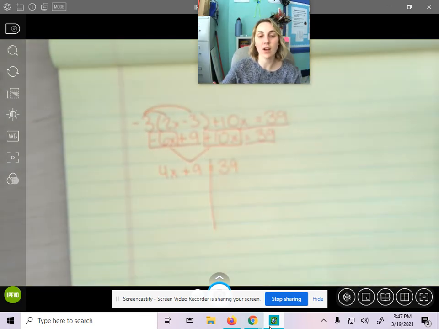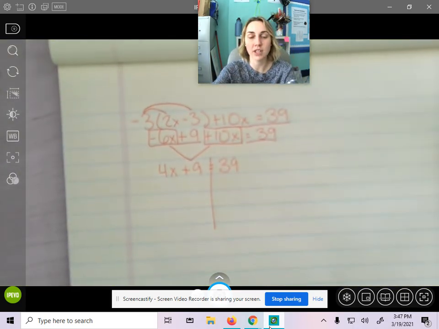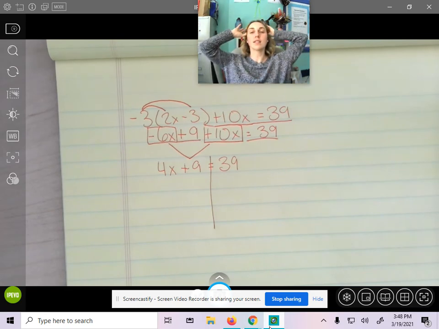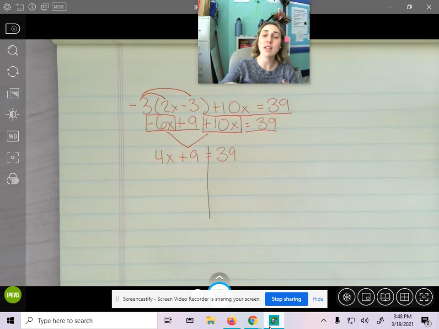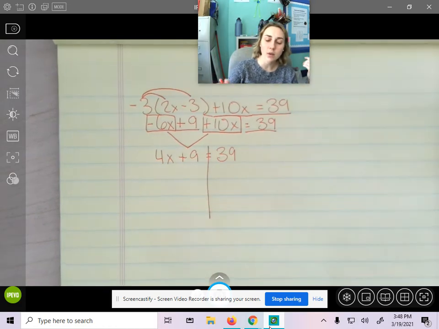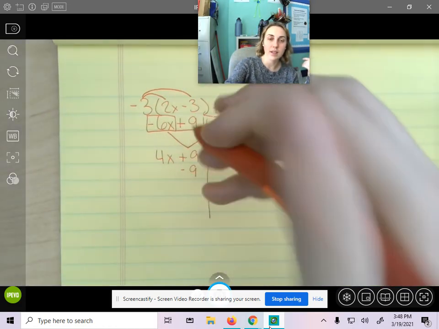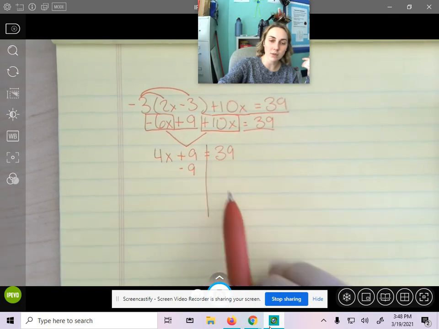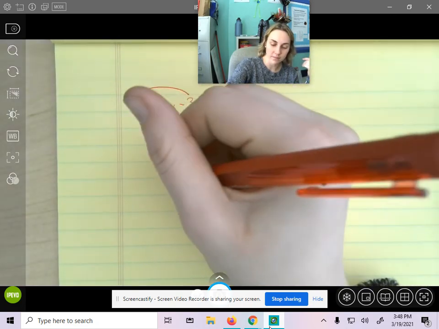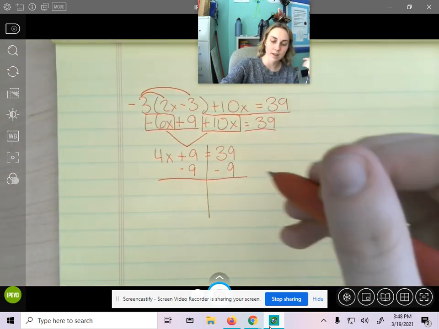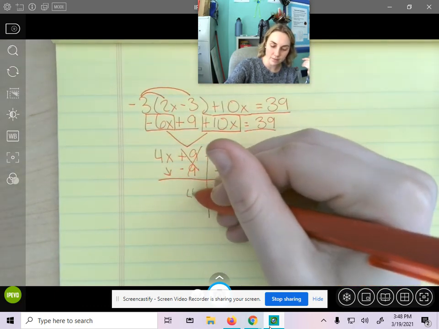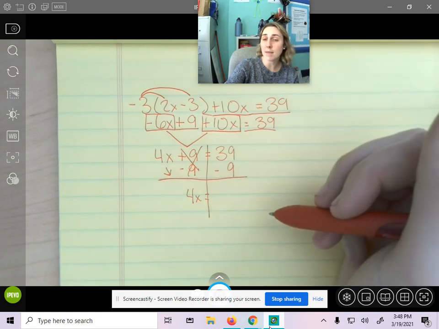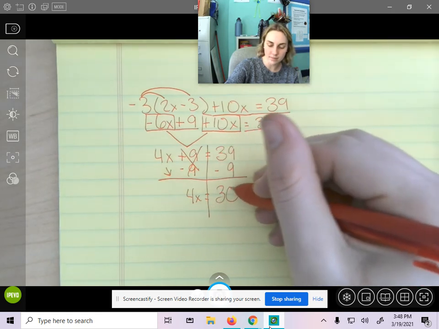And then I can solve my two-step equation by getting rid of the constant first. So the constant in this case is a positive 9. So I need to do the opposite of a positive 9, which is going to be a -9. And whatever I do on one side, I have to do on the other side as well. These cancel out, they're opposites. So I'll bring down this 4x. 39 minus 9 is going to be 30.